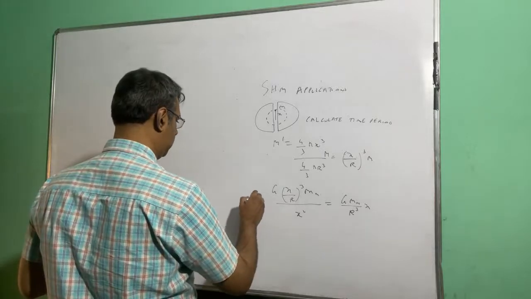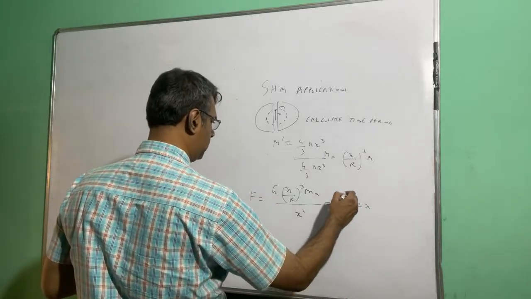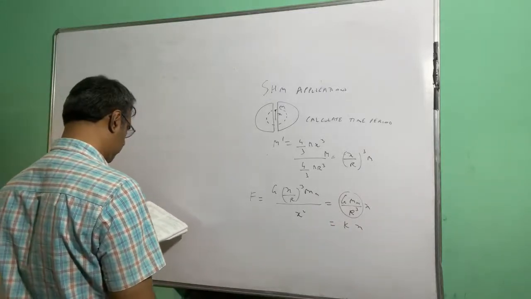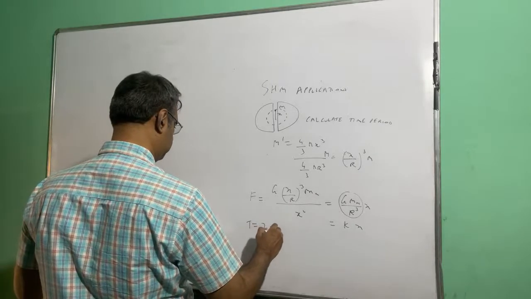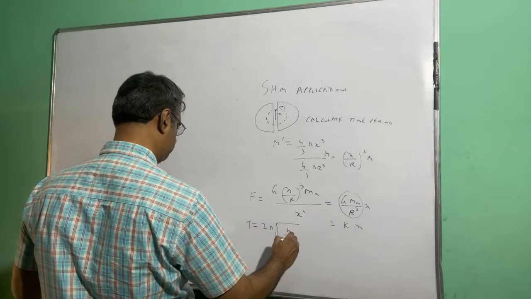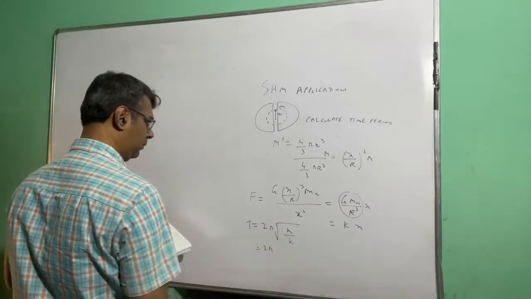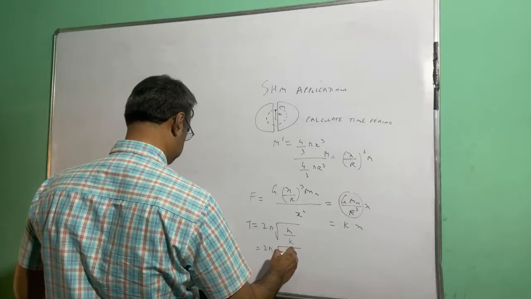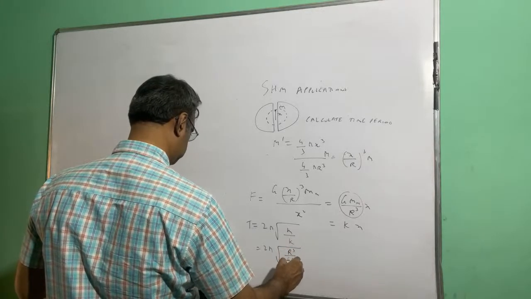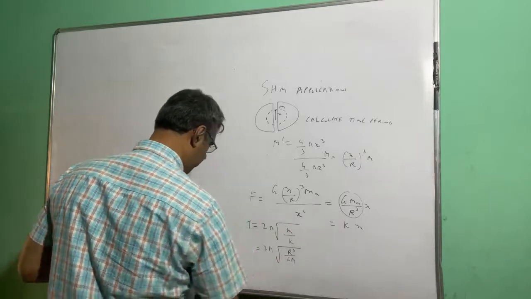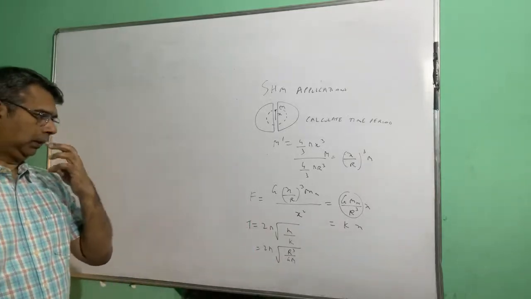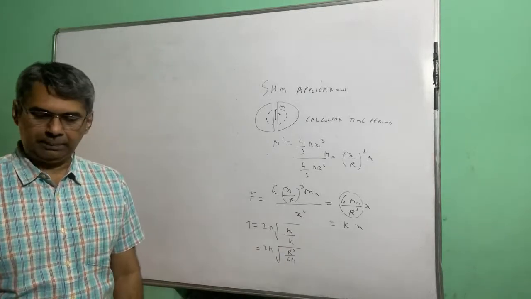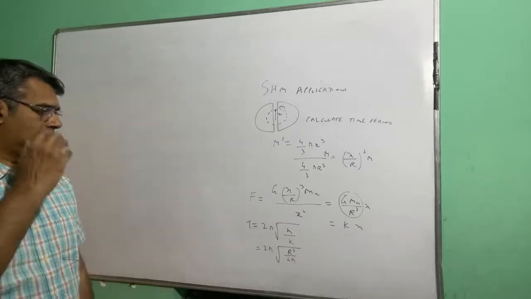Now this is the gravitational force. In this formula of gravitational force, this is the part which is playing the role of the force constant k. So the time period will be 2 pi root m by k, that is 2 pi root r cube by GM. So it will undergo SHM of time period 2 pi root r cube by GM.